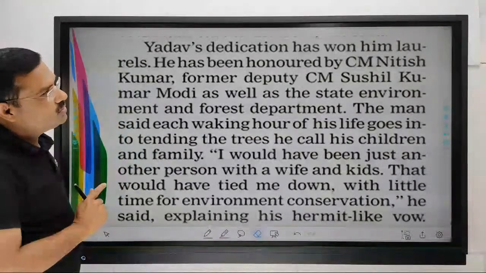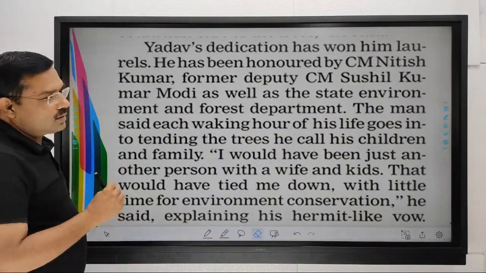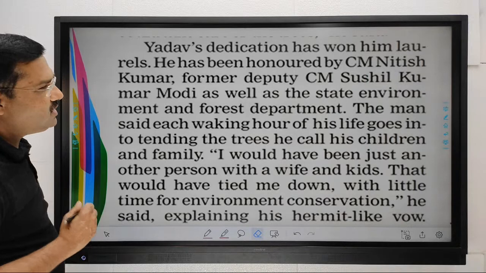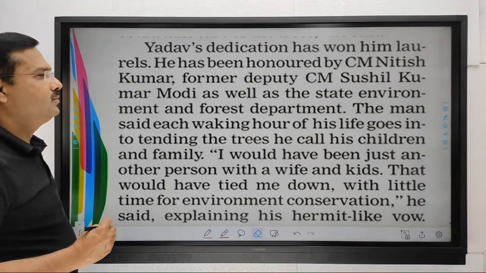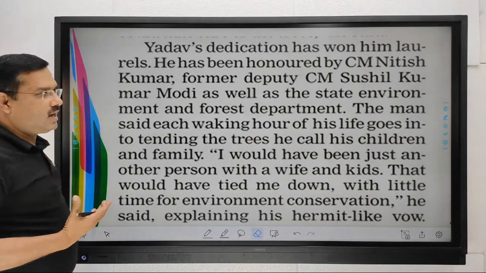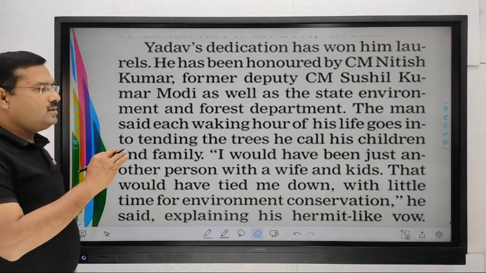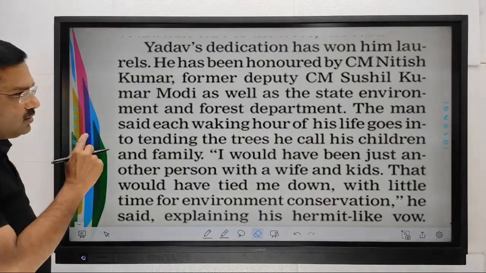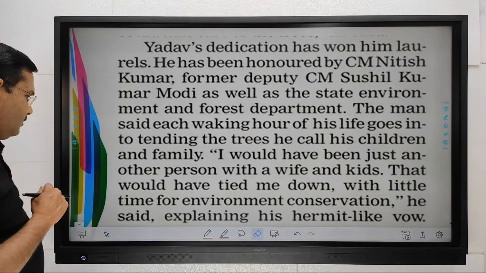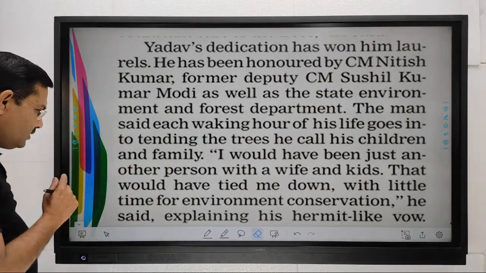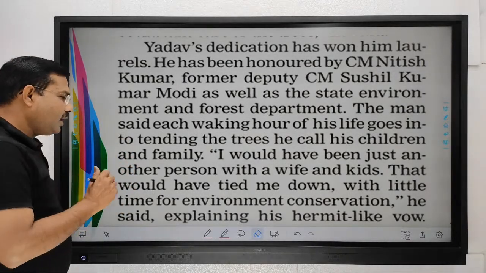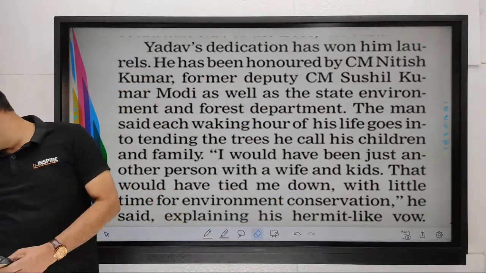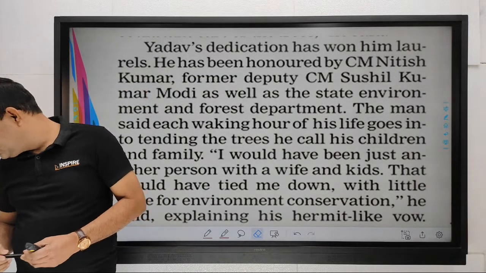So Yadav's dedication has won him laurels. He has been honored by CM Nitish Kumar, former Deputy CM Sushil Kumar Modi, as well as the State Environment and Forest Department. The man said each waking hour of his life goes into tending the trees he called his children and family. I would have been just another person with a wife and kids. That would have tied me down with little time for environment conservation. He said, explaining his hermitage-like vow. Hermit is a person, yes, sadhu, being single.